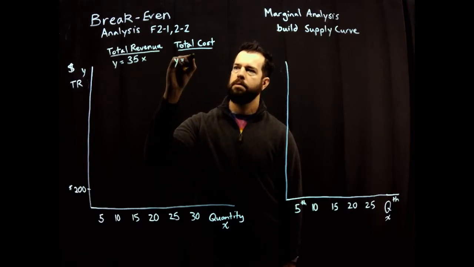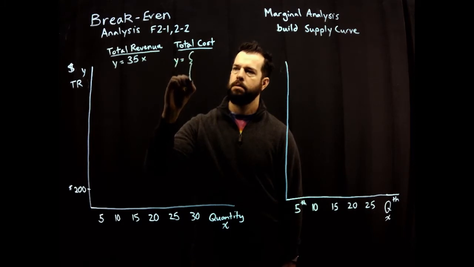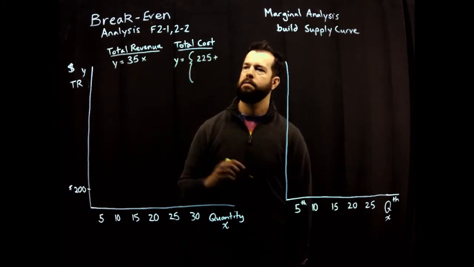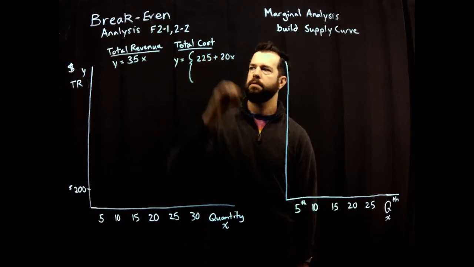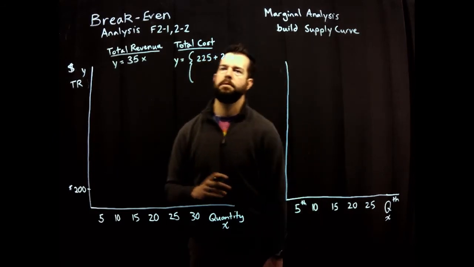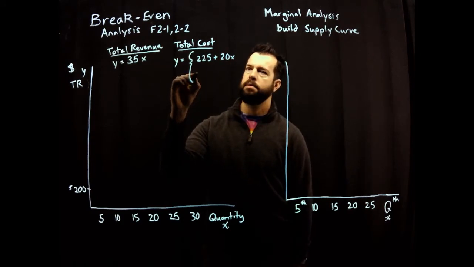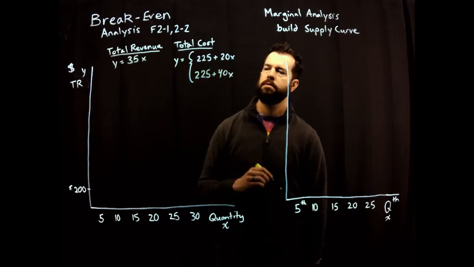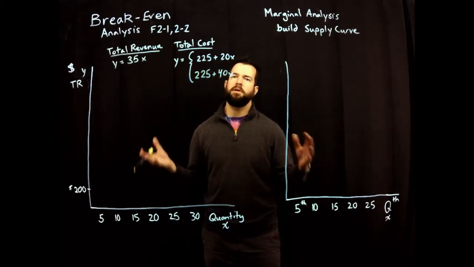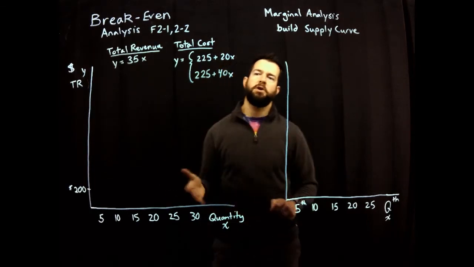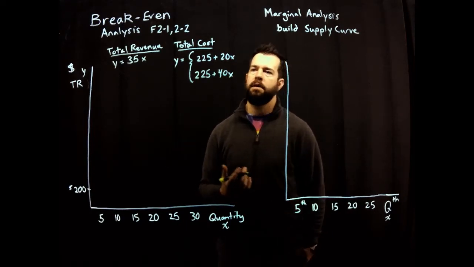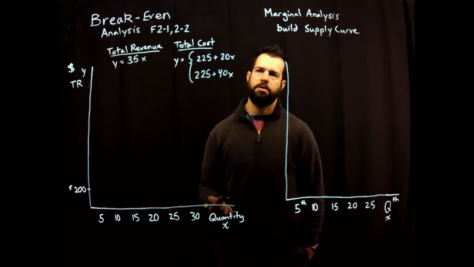And so it's going to be equal to 225 plus 20x. Okay. And 225 plus 40x. Okay. Now, these are two lines that are being combined, okay? And since they have two different slopes, they're nonlinear. And what we're going to do is I'm going to set a kink point here. Okay, so the kink point is going to be at 20 units.